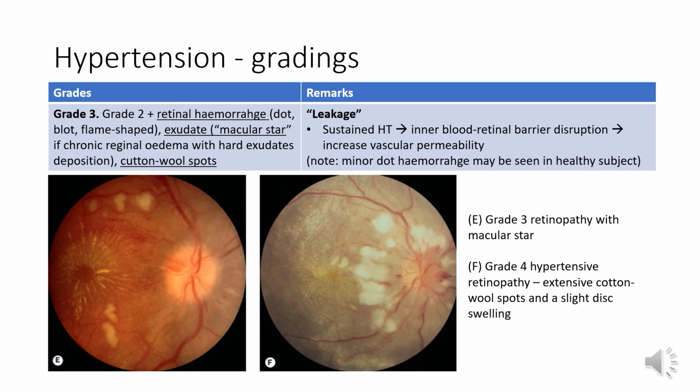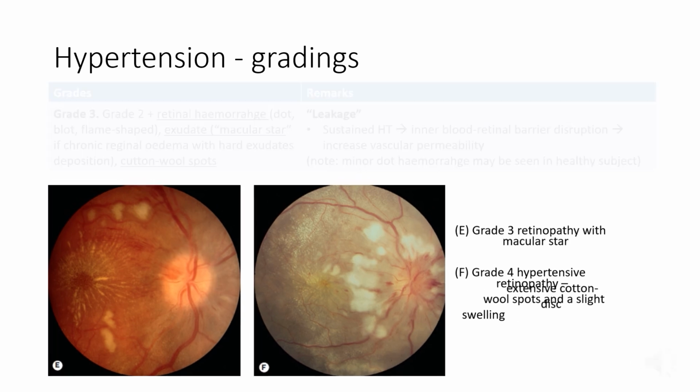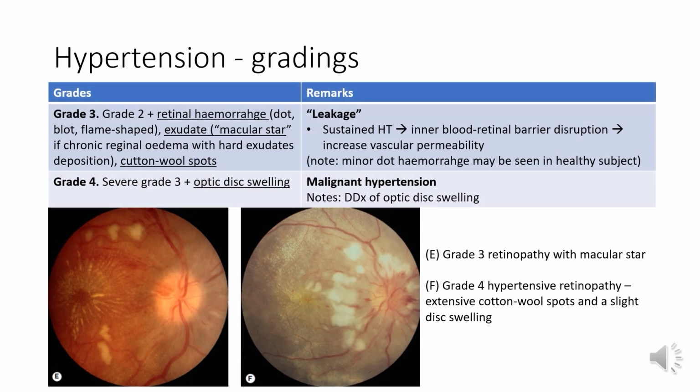When it leaks out proteinaceous content, you get hard exudate, and sometimes with chronic regional edema, you get what we call a macular star. You may also see cotton wool spots, which represent retinal nerve fiber layer infarct. So perhaps it's best to avoid the term soft exudate because they are actually not exudates. If you also see optic disc swelling, then it is grade 4. Now, apart from worrying about the blood pressure, you also have to think about other differential diagnoses of optic disc swelling, such as papilledema.